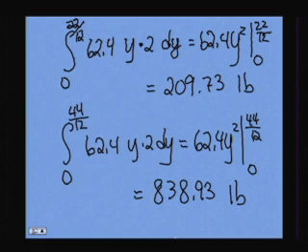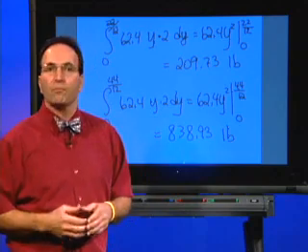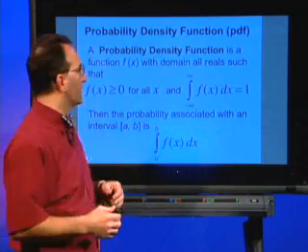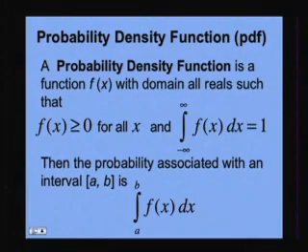All right, well, now it's time to look at probability. Let's take a look at the definition of probability. A probability density function is a function f of x with domain all reals such that f of x is greater than or equal to 0 for all x, and the integral from negative infinity to infinity of f of x dx is equal to 1. Then the probability associated with a closed interval a to b is the integral of f of x dx from a to b.